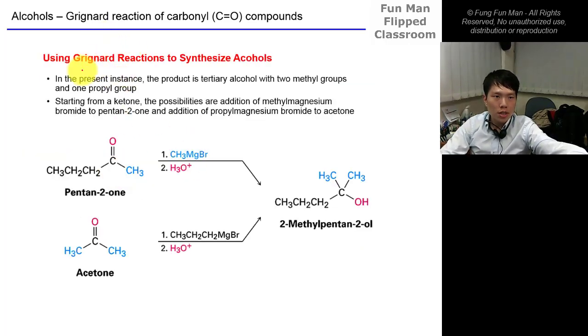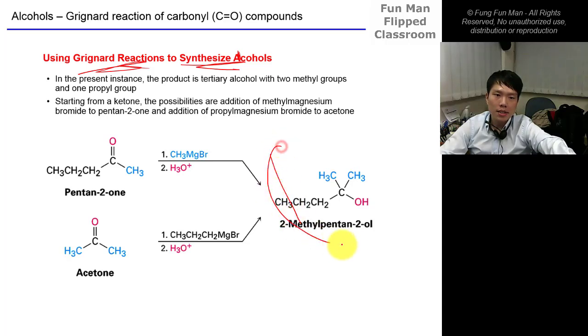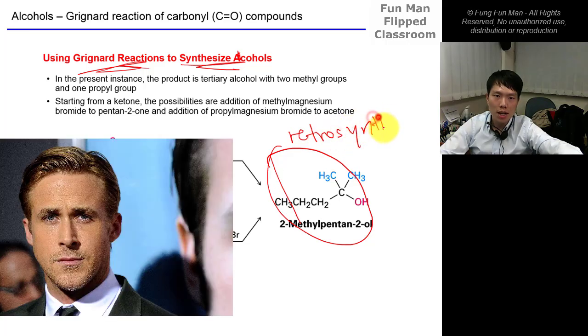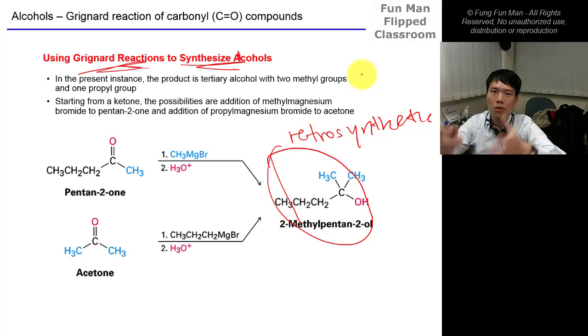We also use Grignard reactions to make alcohol in the lab and in the industry. So let's say our aim is to make this alcohol here called 2-methyl-pentan-2-ol. What are the ways you can make this? We do something called retrosynthesis. Retro means going back. Now the step before this, what happened?